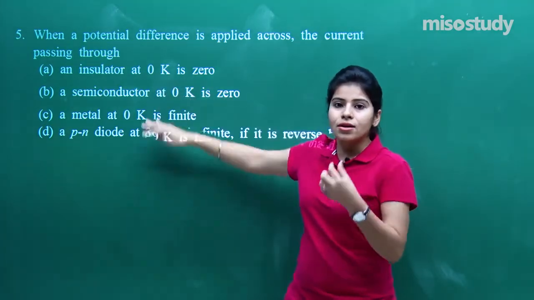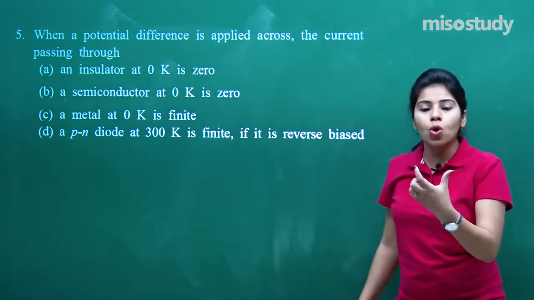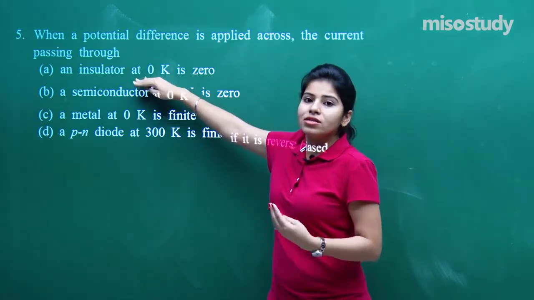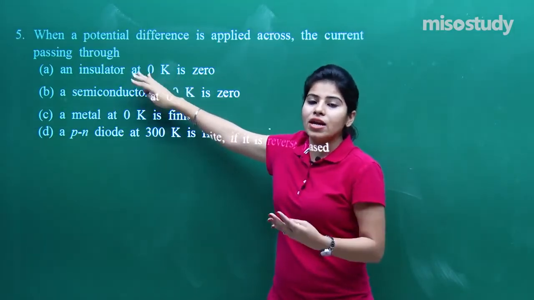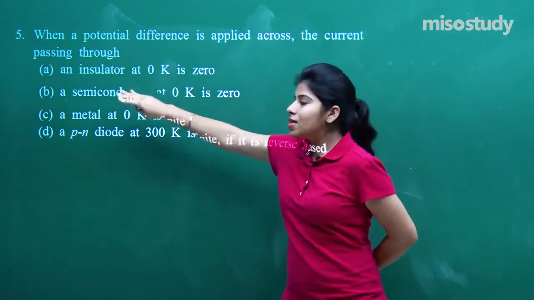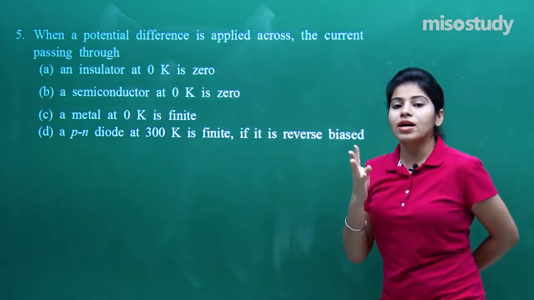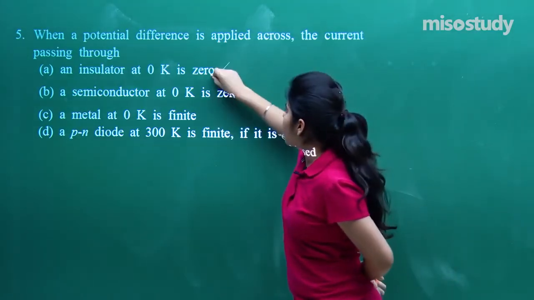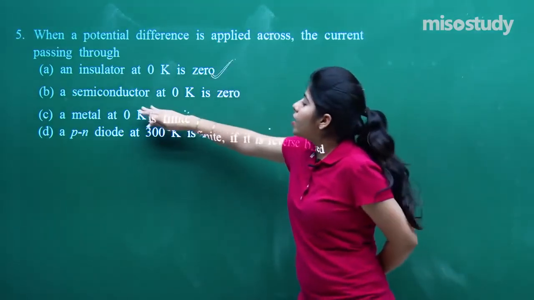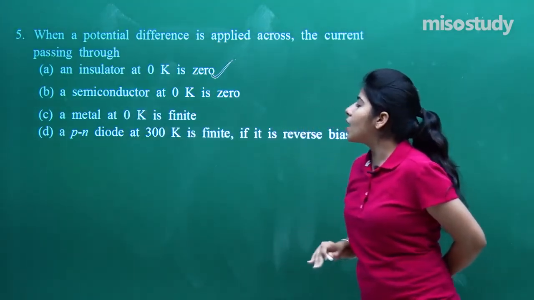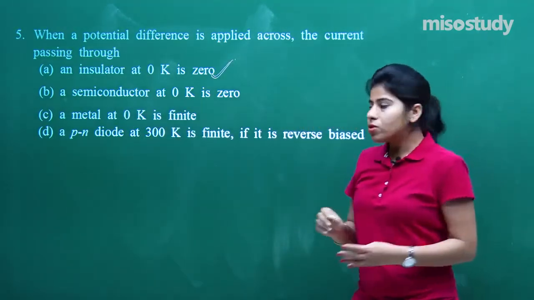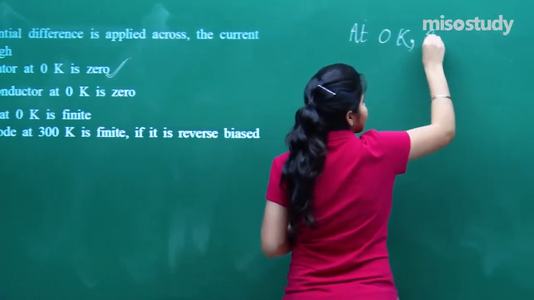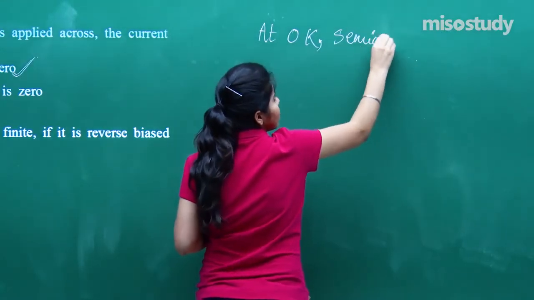An insulator is one in which no current flows. It doesn't matter whether it is 0 Kelvin or 1 Kelvin, the current flowing across an insulator at 0 Kelvin will be 0. So that means this is a correct option, right? And if I talk about the semiconductor at 0 Kelvin being 0, we know that at 0 Kelvin, a semiconductor behaves as a perfect insulator.